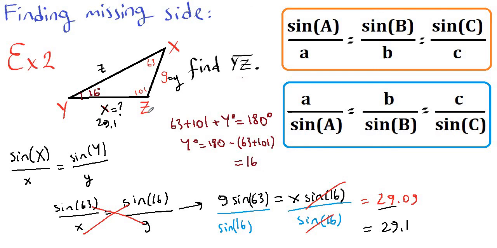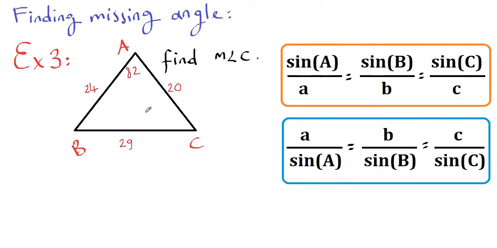Let's check another problem. In number 3, we are looking for angle C, this angle. So we need to include this in our law of sines formula. So sine of C over side c equals to, only side a is given, so we need to use this, sine of A over side a. Now we're going to plug in the numbers.